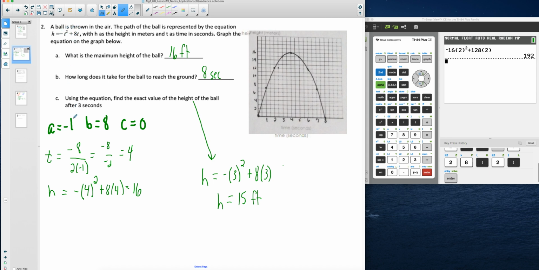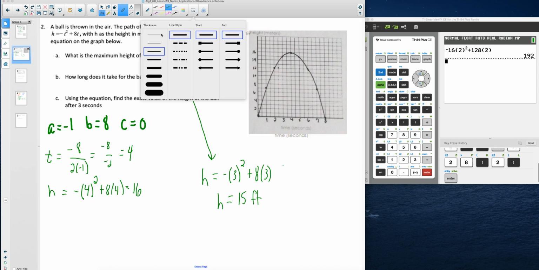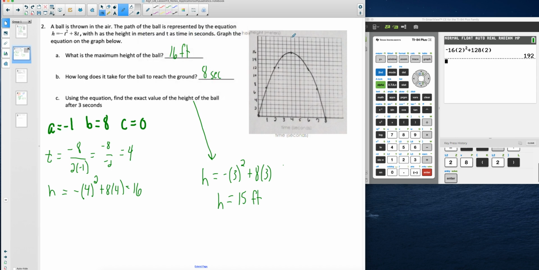My a value is -1, my b value is 8, my c value is 0. If I do negative b over 2a, that would be -8 over 2 times -1. So -8 divided by -2 is 4. Then if I plug that back into our original equation, I get 16. So (4, 16) is the vertex for this equation, and that would be the point that I started with right here on my graph.